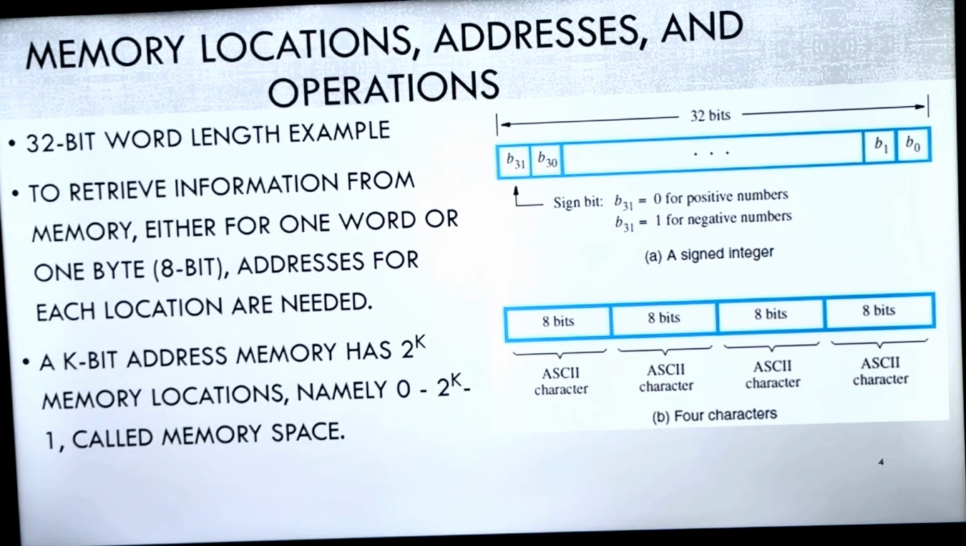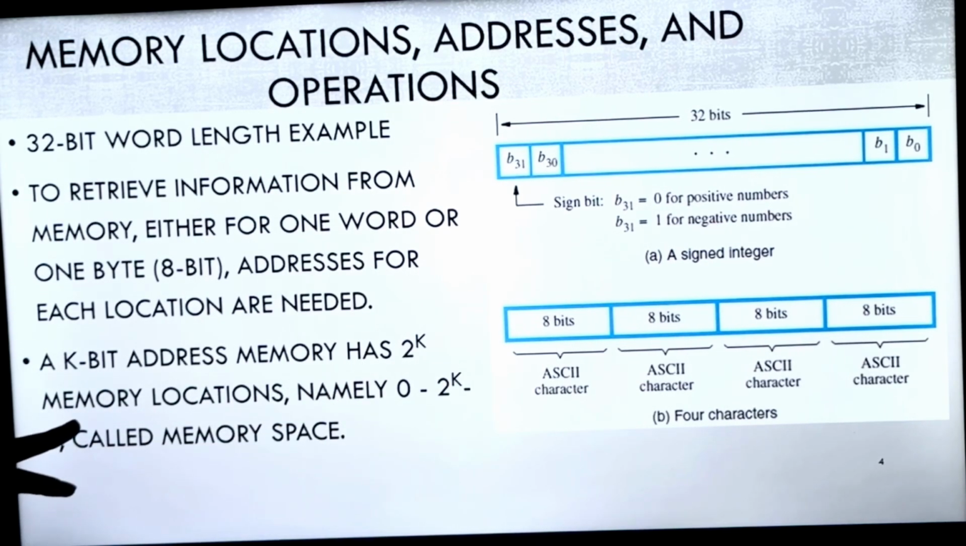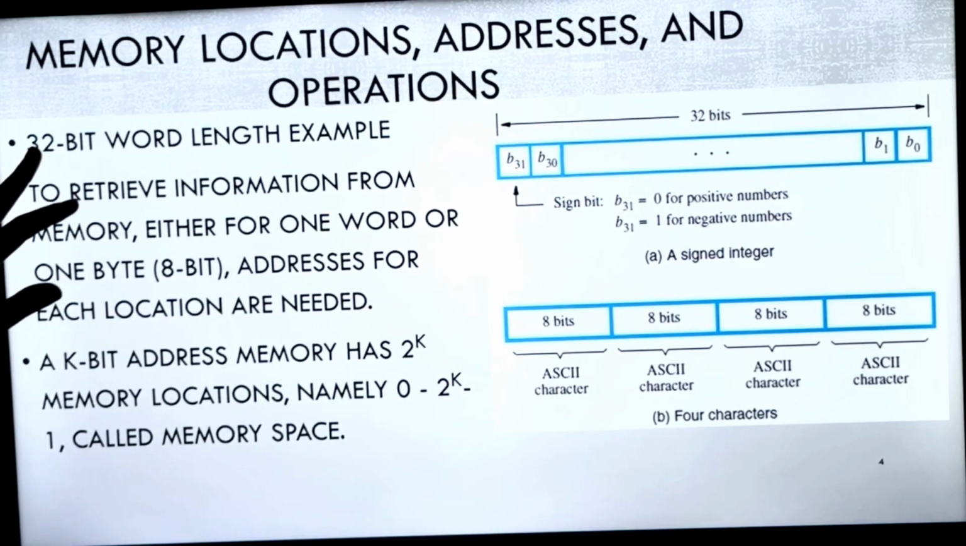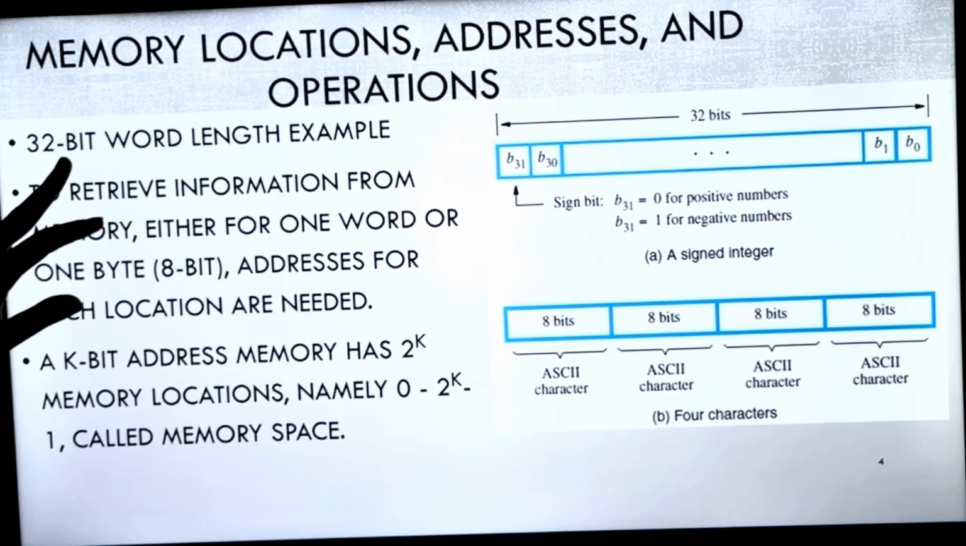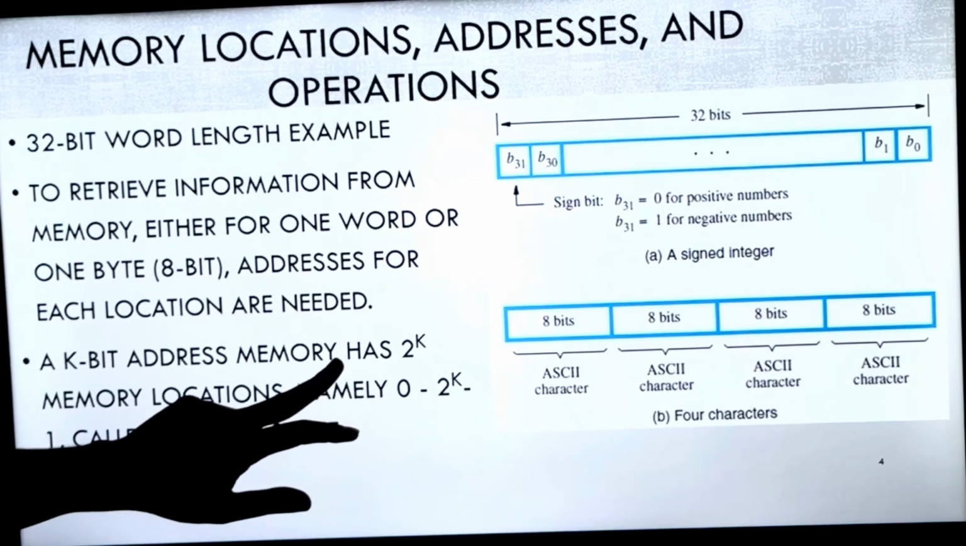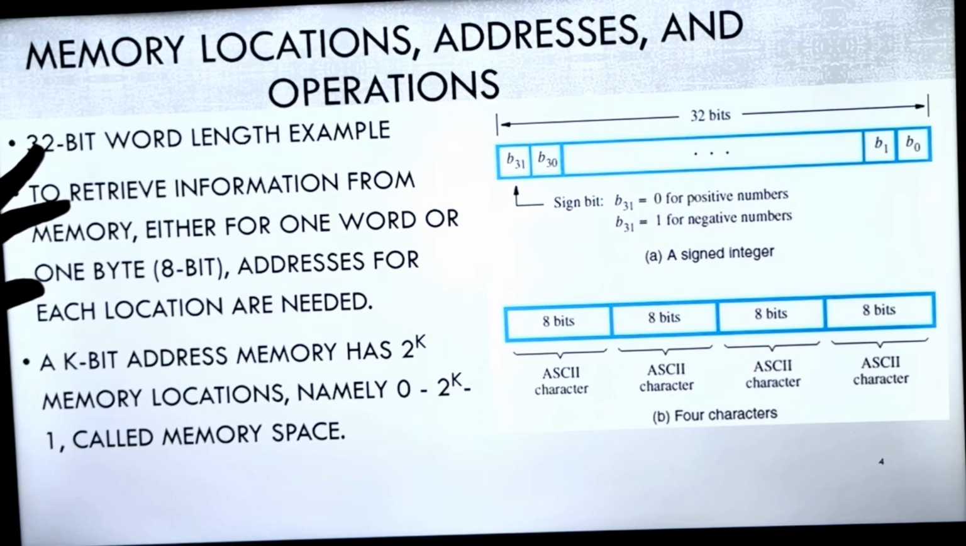Now if I have a k-bit address memory, then it has 2 to the power k memory locations. Fine, you understood this for 32-bit, right? If I ask you 64-bit, how many addresses will that memory be able to access? It will be 2 to the power 64. If it is 16-bit, then the total number of addresses will be 2 to the power 16.